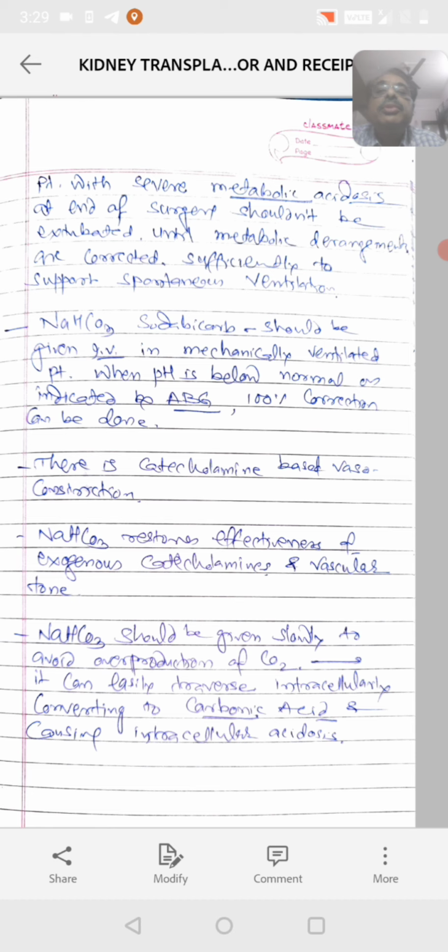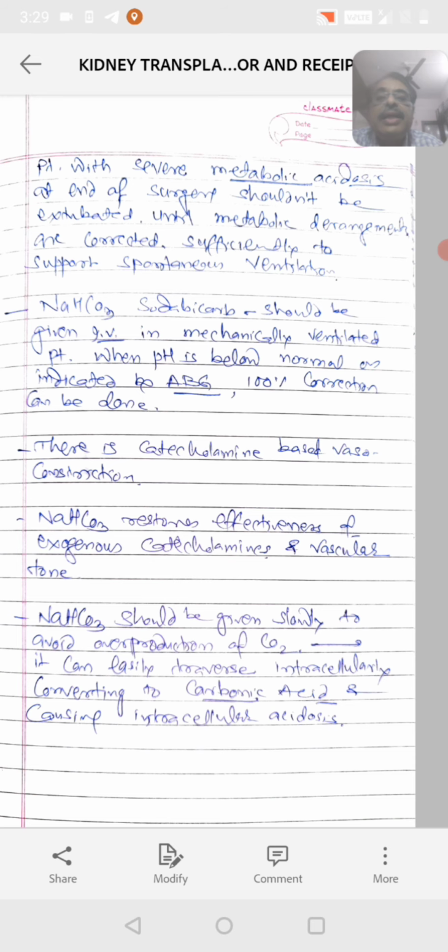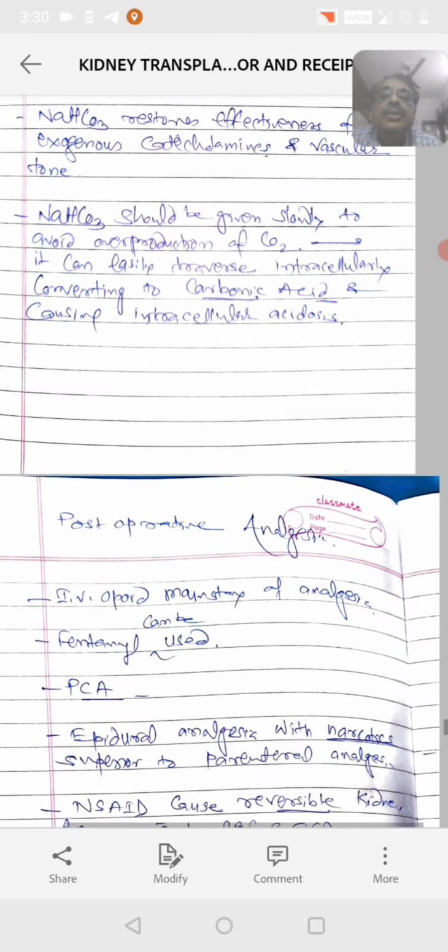Soda bicarb should be given IV in mechanically ventilated patients when pH is below normal as indicated by ABG. 100% correction can be done. There is catecholamine based vasoconstriction. Soda bicarb restores effectiveness of exogenous catecholamines and vascular tone. Soda bicarb should be given slowly to avoid overproduction of carbon dioxide. It can easily traverse intracellularly, converting to carbonic acid, and it causes intracellular acidosis.